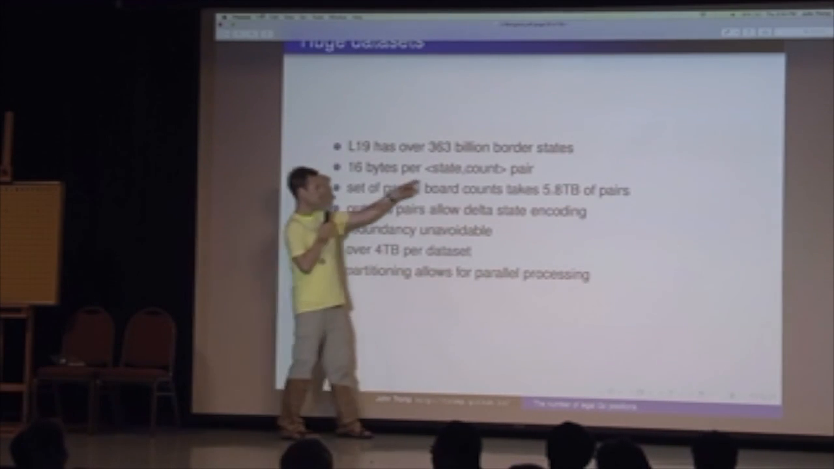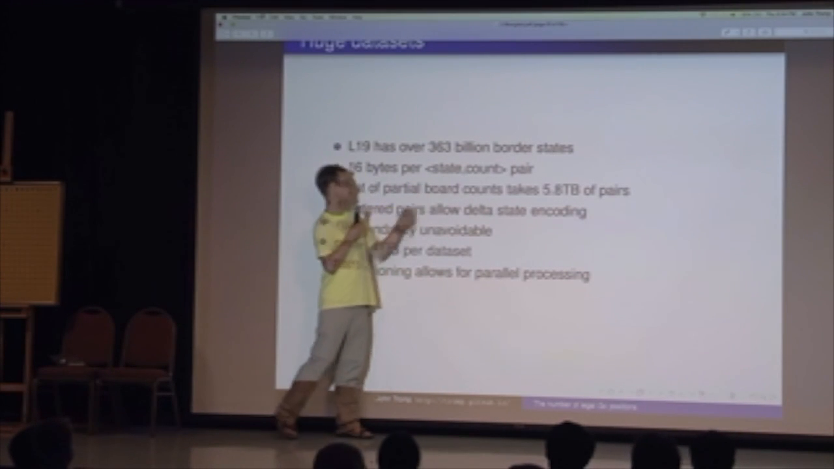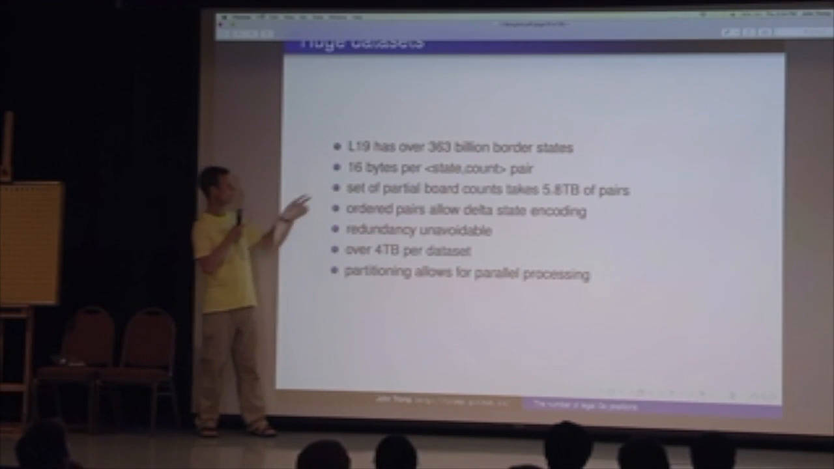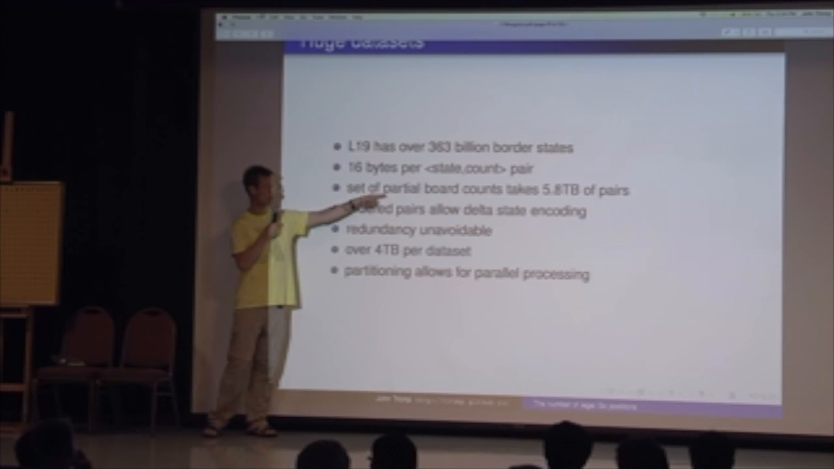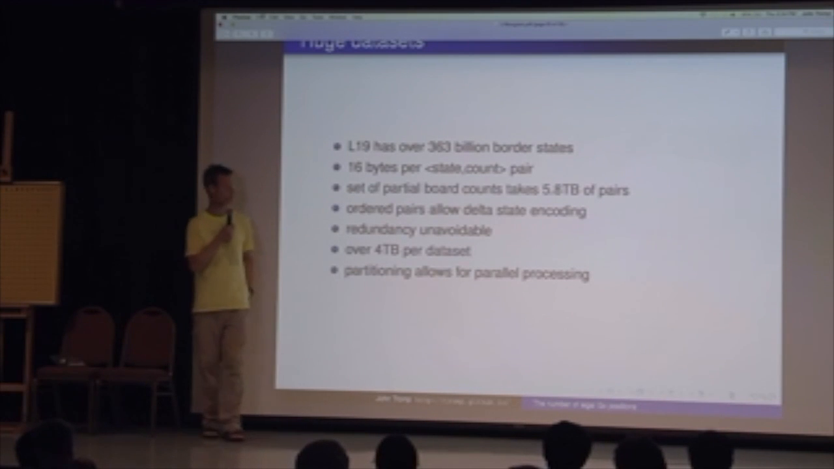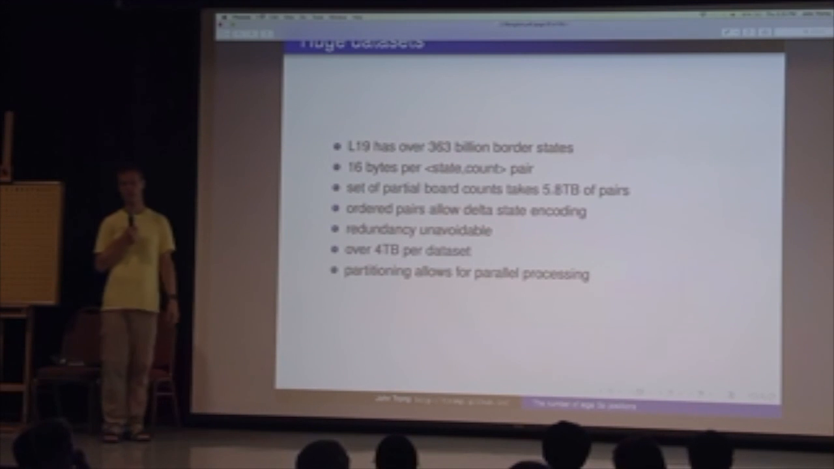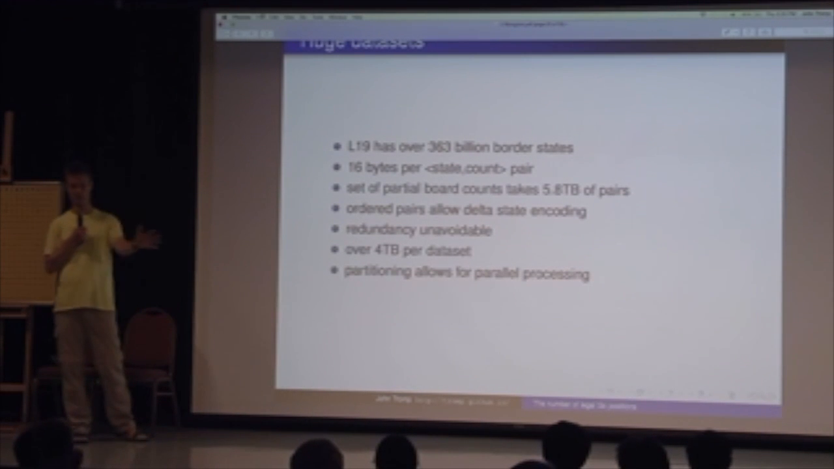So one state, together with a 64-bit count, will take me 16 bytes to store. A whole set of partial board counts therefore takes 5.8 terabytes. This is not going to fit in memory. I'm going to have to store all this state on a big disk.